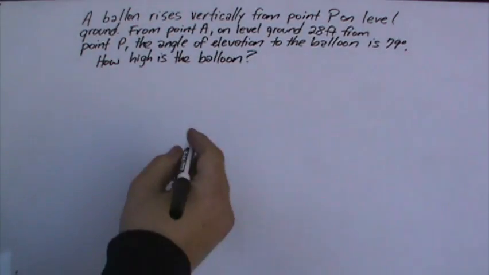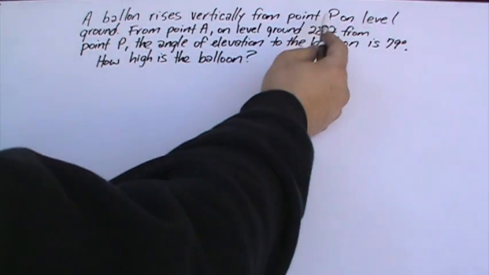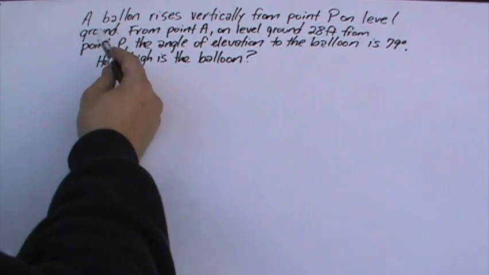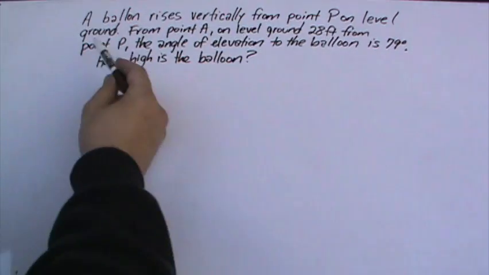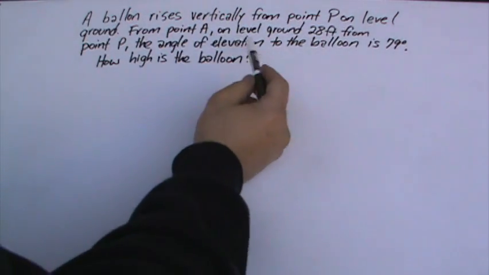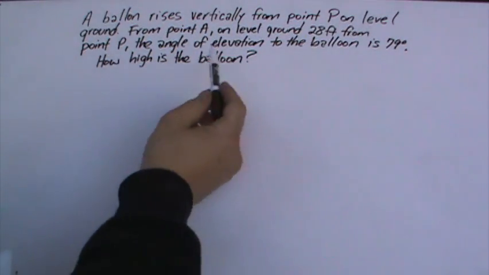Okay, let's do another word problem. It says a balloon rises vertically from point P on level ground. From point A on level ground, 28 feet from point P, the angle of elevation to the balloon is 79 degrees. How high is the balloon?